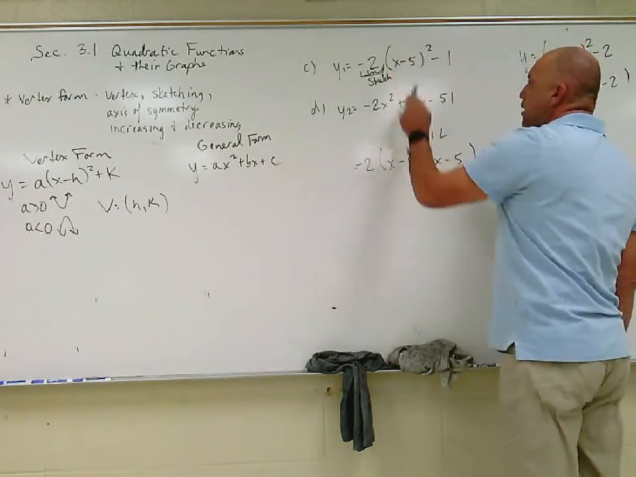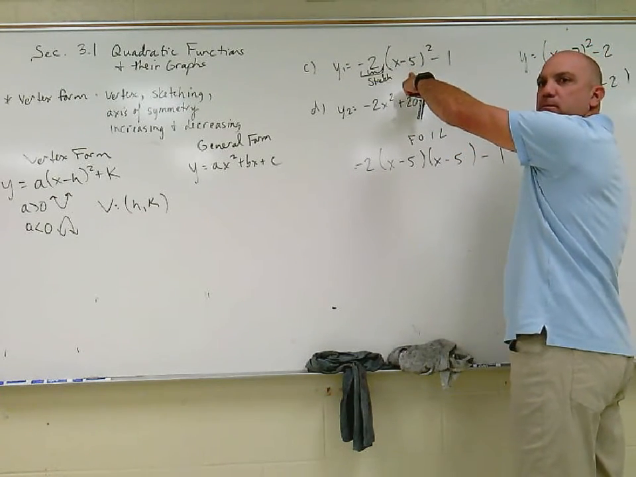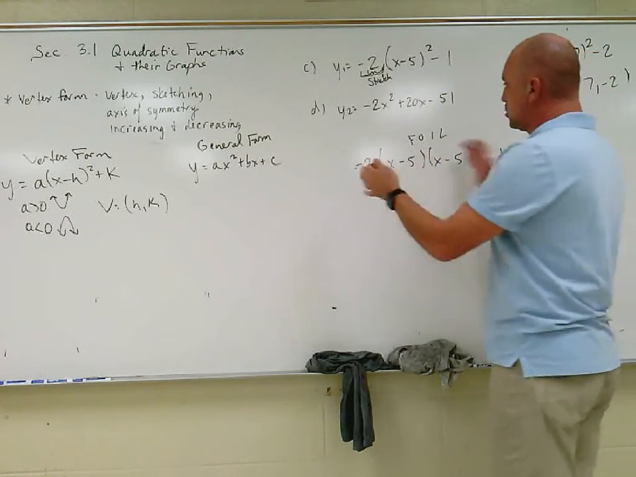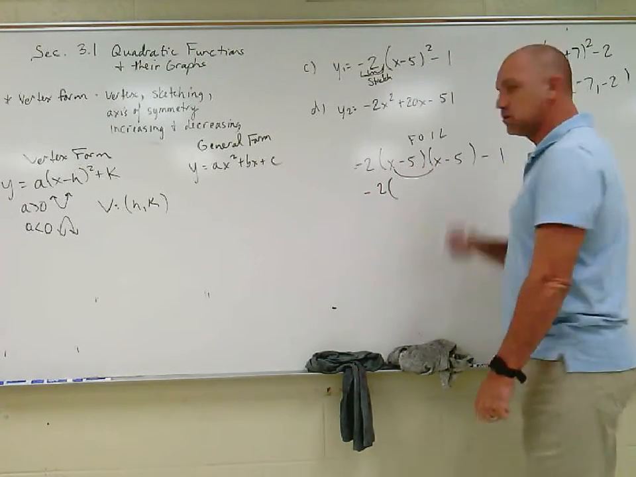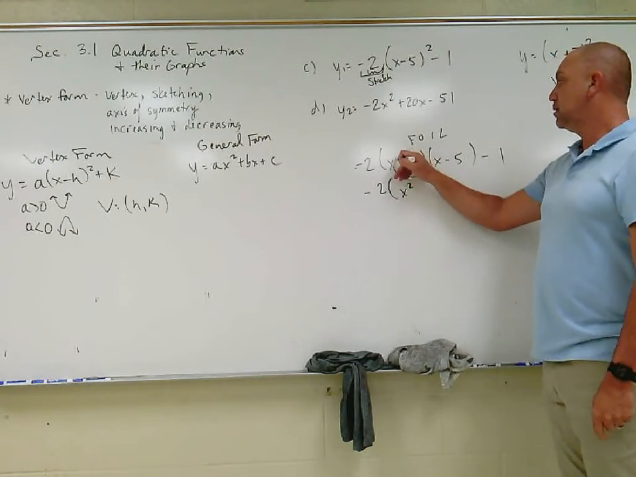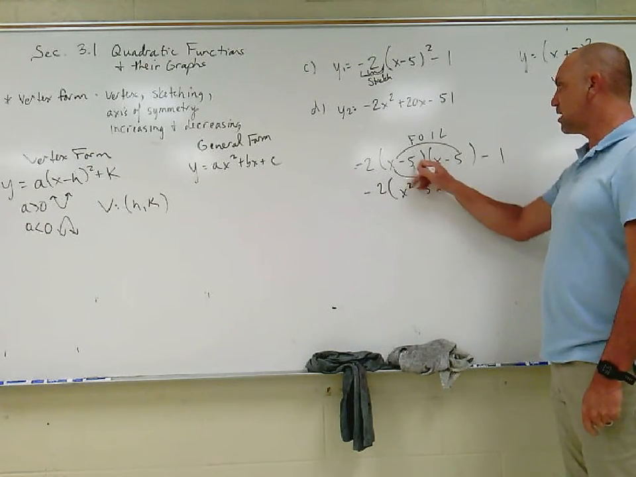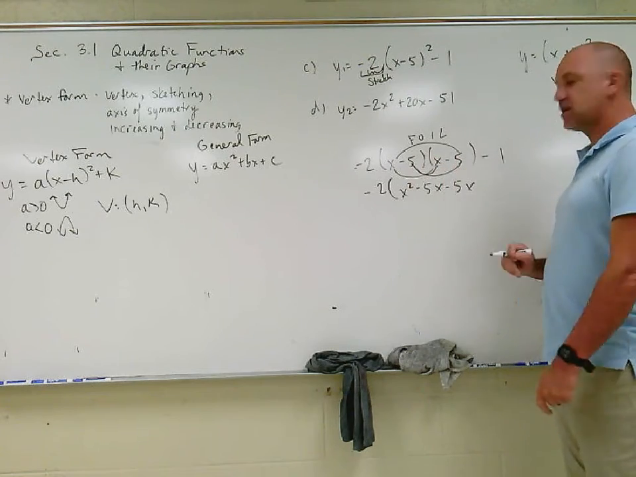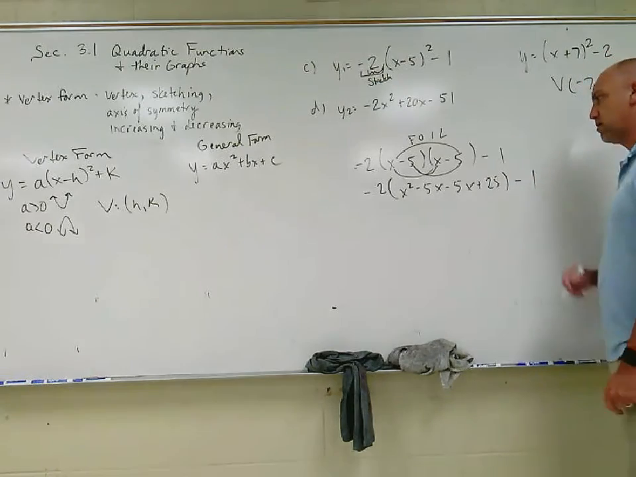So why would I want to do this? I wouldn't, because I like this form better. Why do I like this form better? You can see the vertex, and you can see it opens down. But let's just go through the math to show you that they're both the same. If I do the FOIL method, first, x times x, we get what? That's where your x squared comes from. x times -5 is -5x. -5 times x is -5x. -5 times -5 is plus 25, and then don't forget the -1.